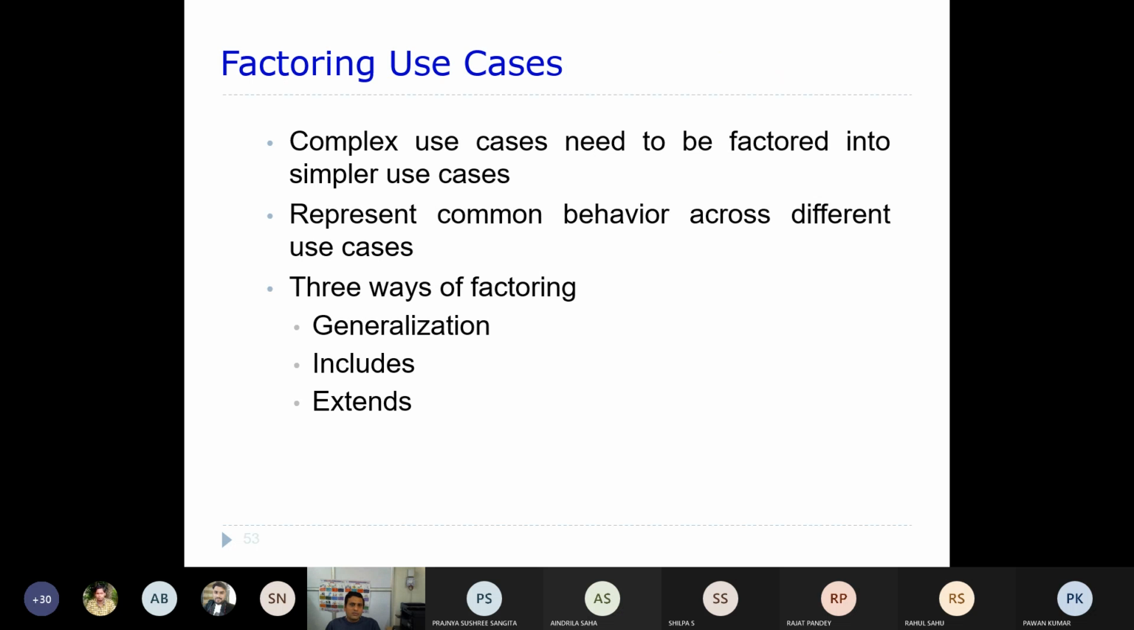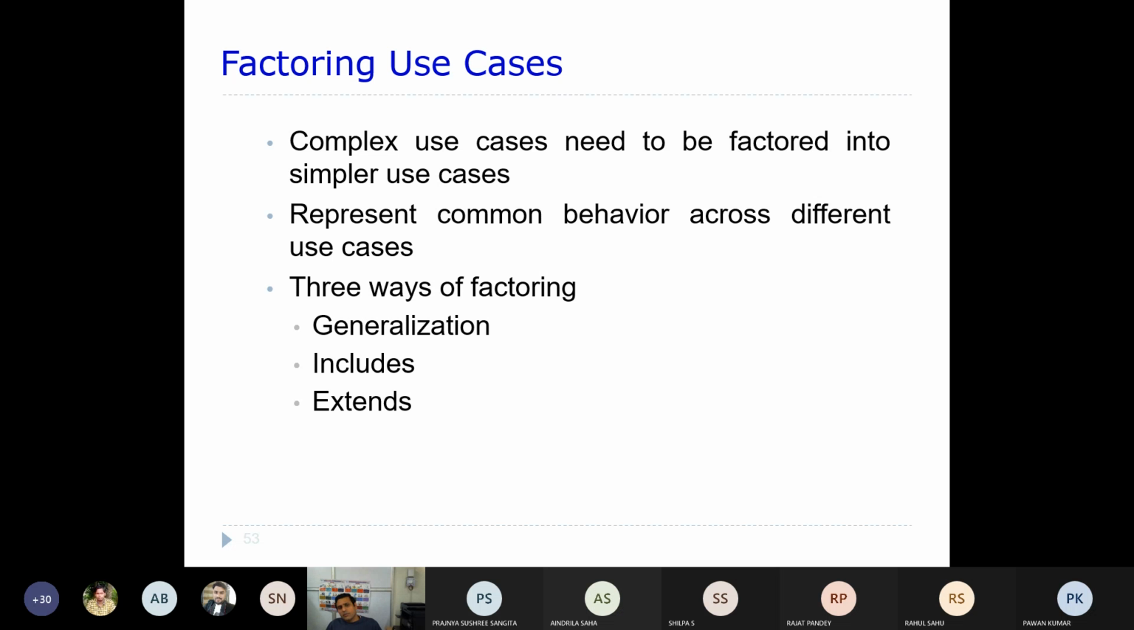Now, there is something called factoring of use cases. Sometimes if you have a very complex use case, it needs to be factored into simpler use cases, like in the case of modular architecture that we have seen. Whenever you have a very complex problem, it can be divided into different layers of abstraction. Similarly here, a very complex use case can be factored into simpler use cases that represent common behavior across different use cases.